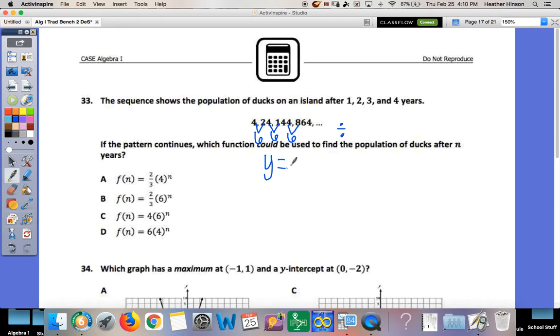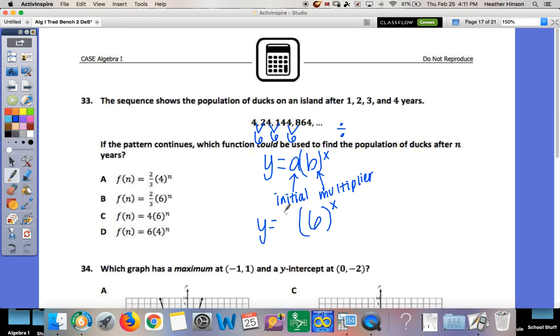Now remember, when you're looking at exponential, the first number is your initial. The second number with the x is your multiplier. So our second number has to be 6.